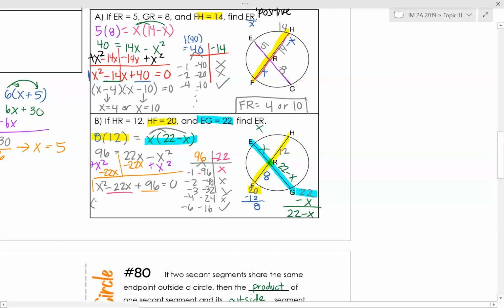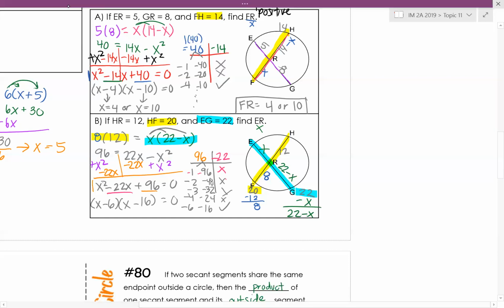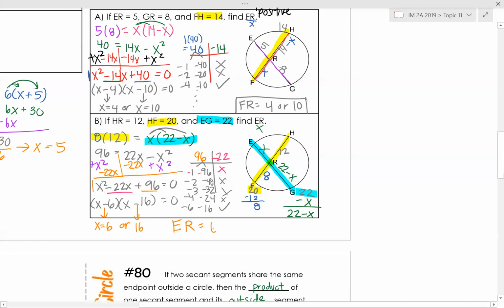So that means our factors are (x - 6)(x - 16) = 0. And so that gives us two values for x again, because this one's going to be +6, and this one's going to be +16. Because we made it ER = x, those are just our answers. So ER is either 6 or 16. Again, if one of those answers was negative, we would eliminate it. It would not be an appropriate answer to represent the length of a line. Okay, so those are when the lines intersect inside the circle.